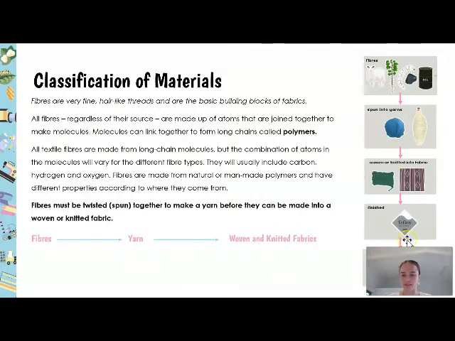So this is the process down the side here. Fibres start from plants, animals, or oil, or different wood products. It's spun into yarns, into woven or knitted fabrics. It's finished using different finishing methods if it needs to be for the intended use, and then made into products.